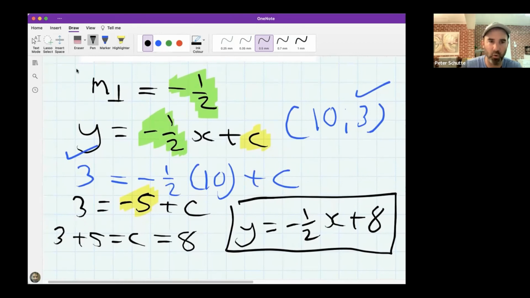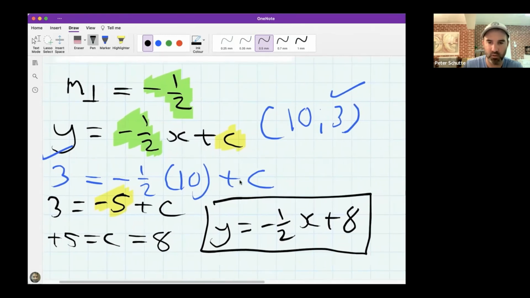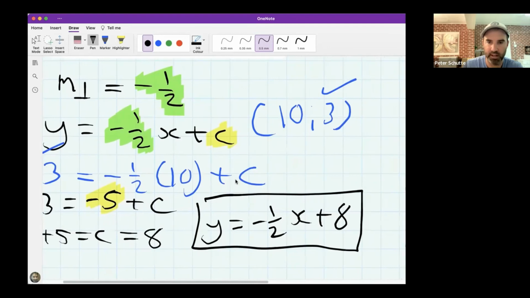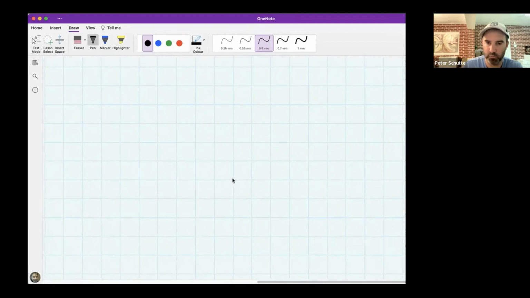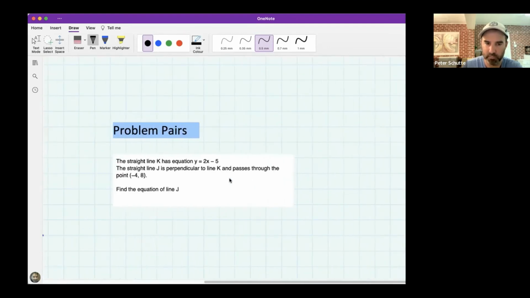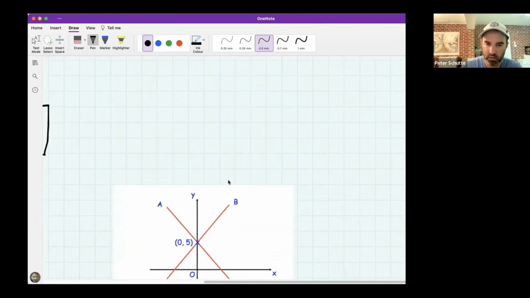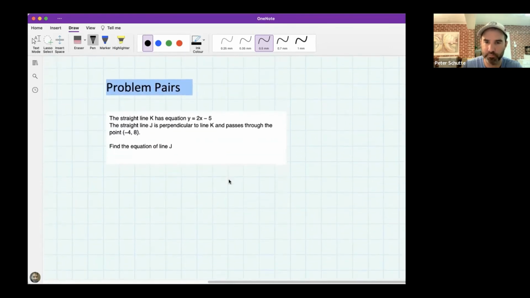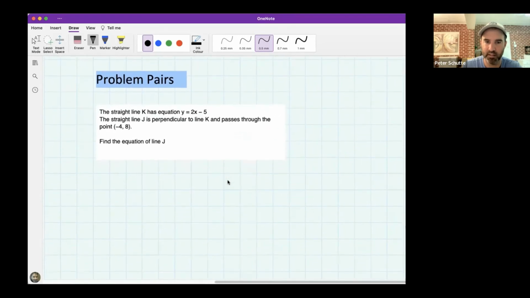I want to squeeze in one more, just one more, and then we're done for the day. Okay, fantastic. Well done, guys. Okay, let's squeeze in one more. Then I promise we're done. Okay, let's finish with this one.